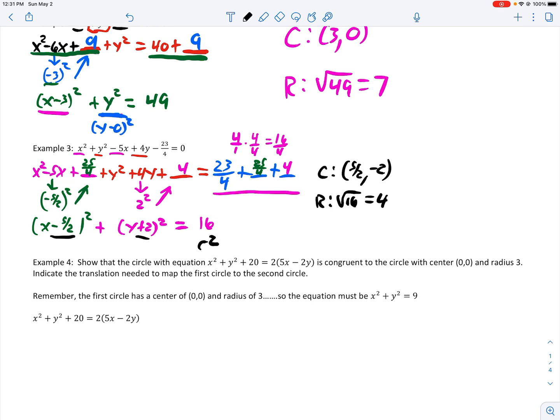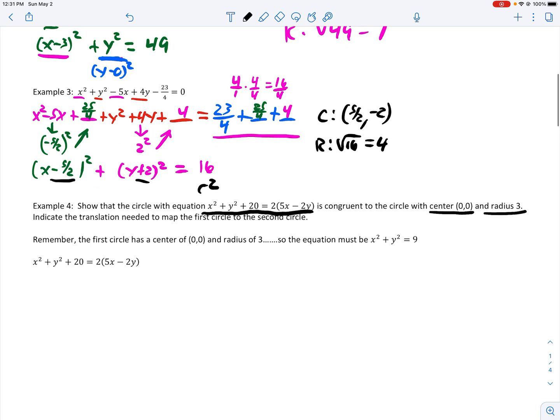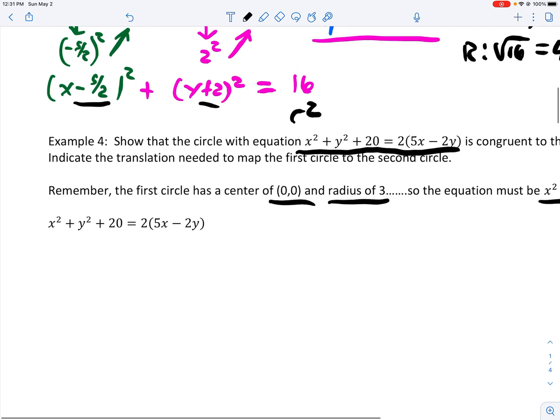Okay, so example 4. Show that the circle with this equation is congruent to the circle with a center of 0, 0 and radius of 3, and then indicate the translation needed to map the first circle to the second. So just a reminder, the first circle has a center of 0, 0 and a radius of 3. So here's the equation. We're going to take this equation, convert it into descriptive form, and find out if it has the same radius. If so, then it's a congruent circle.